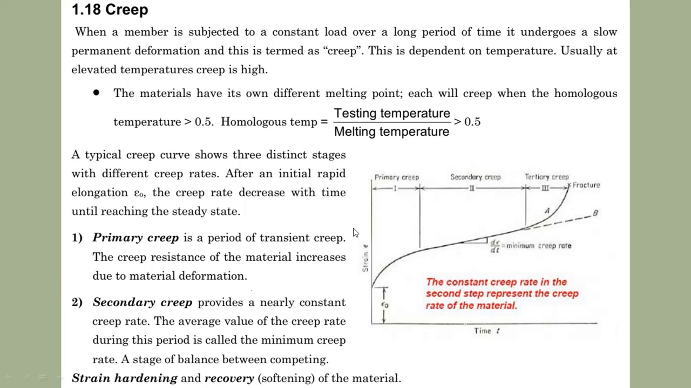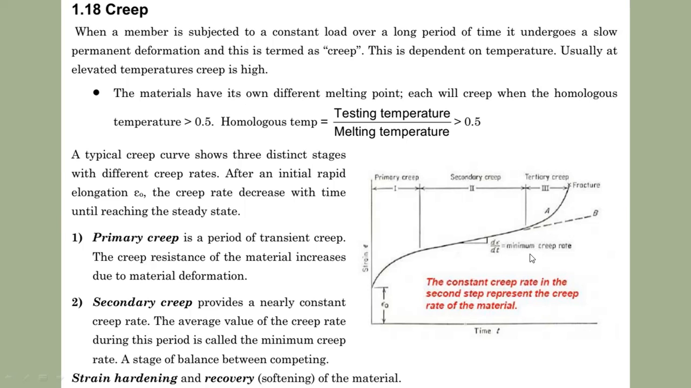The creep resistance of the material increases due to material deformation. Here secondary creep provides a nearly constant creep rate. The average value of creep rate during this period is called the minimum creep rate. It is a stage of balance between competing strain hardening and recovery of the material. So d epsilon divided by dt is equal to the minimum creep rate.